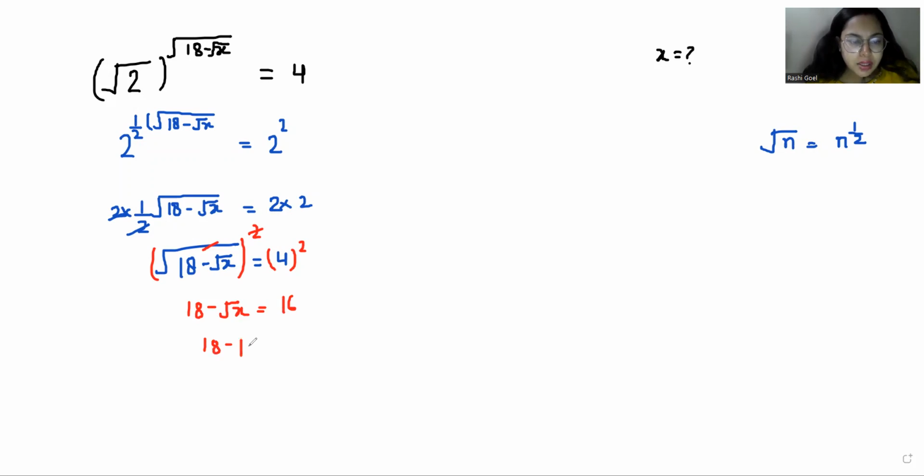So 18 minus 16 is equal to square root of x. So 2 is equal to square root of x. If I again square both sides, x is equal to 4.